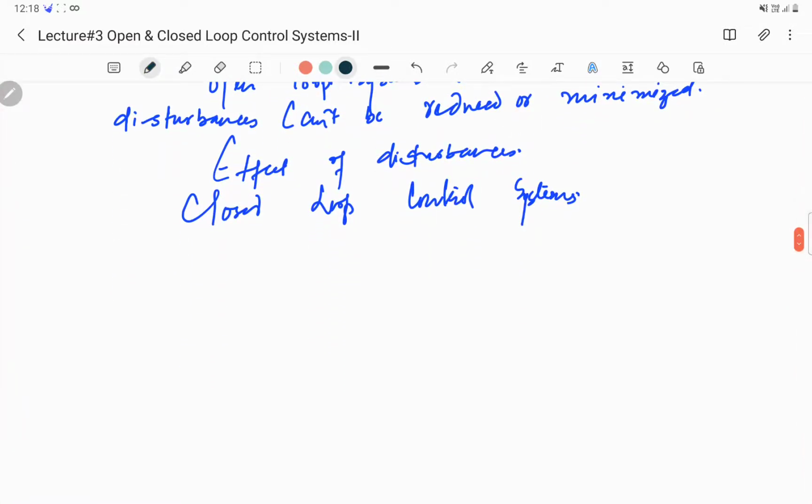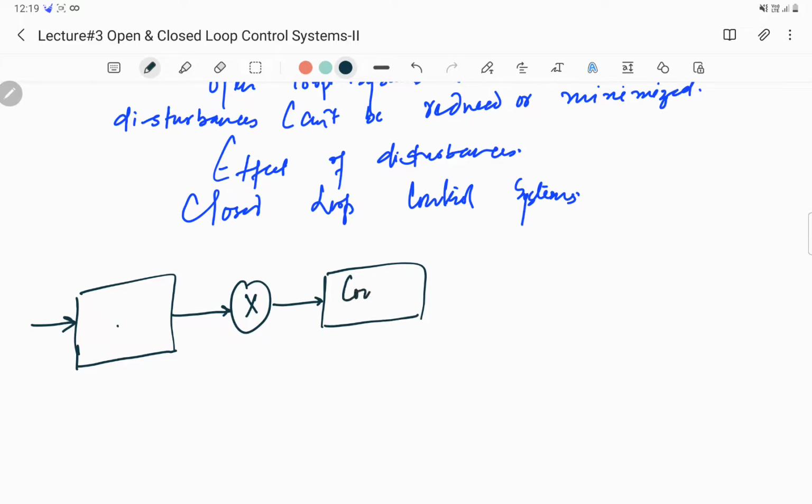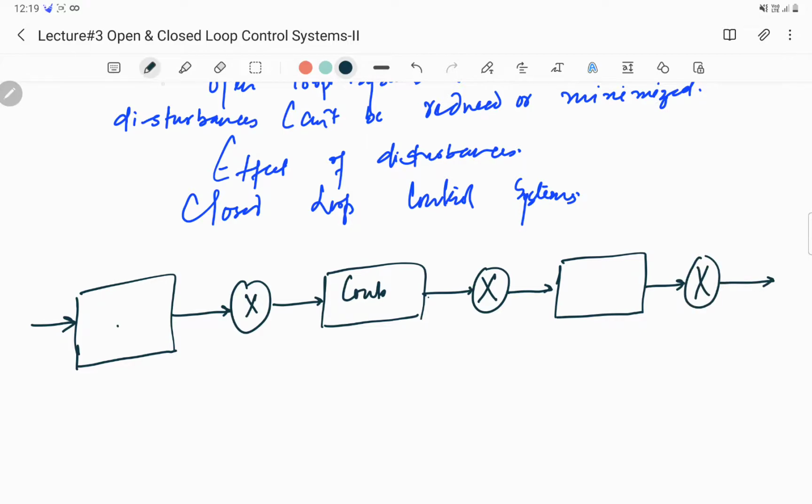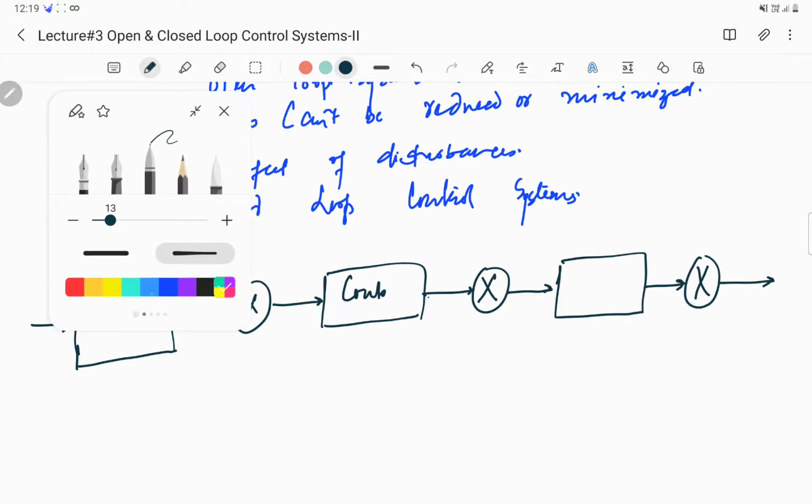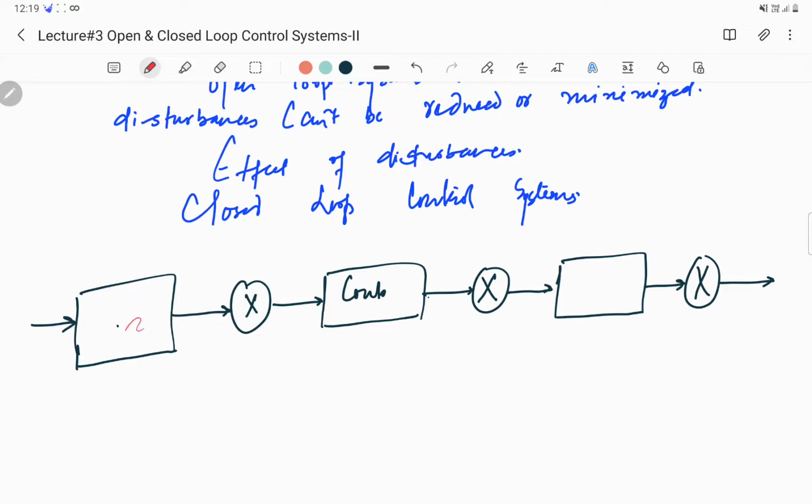So we have an input transducer, then a summing junction, then of course a controller, and then again a summing junction, and then we have the processor plant, and then again a summing junction, and then the output. So we have the input transducer here.